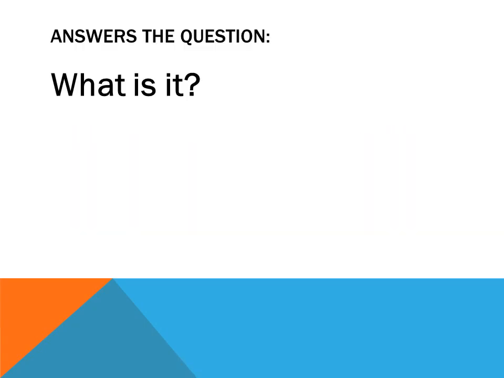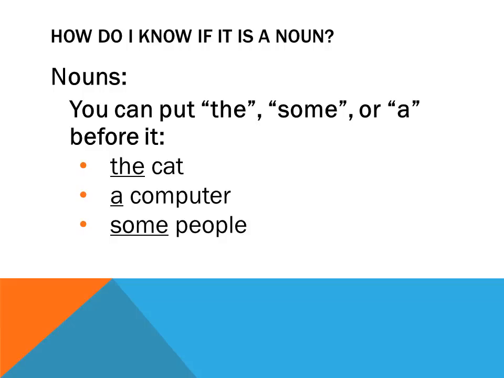A noun answers a question, and the question that it answers is, what is it? How do I know if a word is a noun? One rule is you can put the, some, or a before it. The cat, a computer, some people. If you try it with, say, for example, a color, the blue, or the happy, it just doesn't work. It doesn't sound right, and it's not good English.